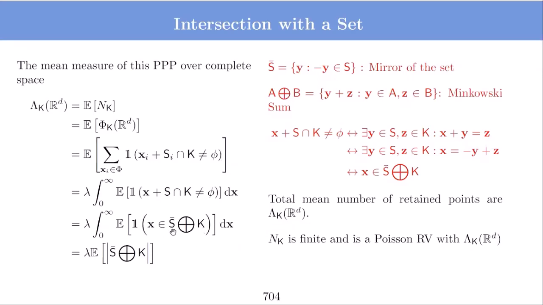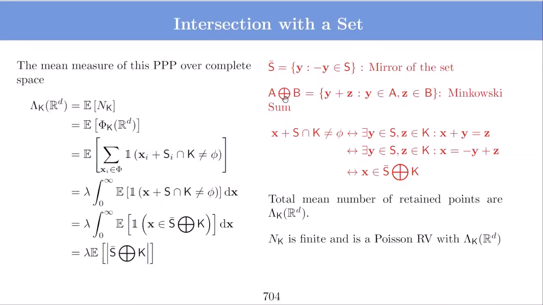So how do I show this? Here S bar denotes the mirror of the set. If S is a set, you take each element and you reverse it. So S bar is made from all the vectors such that minus v is in this original subset S.